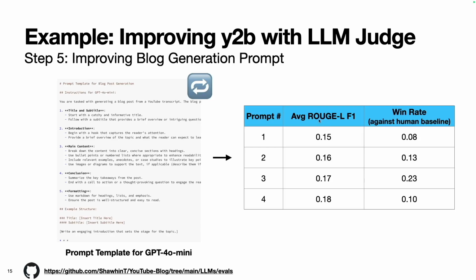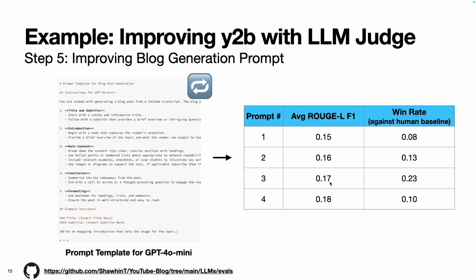But also for comparison, I computed the Rogue L F1 score for each of these AI generated blogs. The Rogue score basically computes the similarity between a reference text and a target text. So in this case, the reference text are the YouTube video transcripts and the target text are the AI generated blogs. And the Rogue L score is basically a measure of similarity between the two. So this is an NLP metric, a code-based eval.